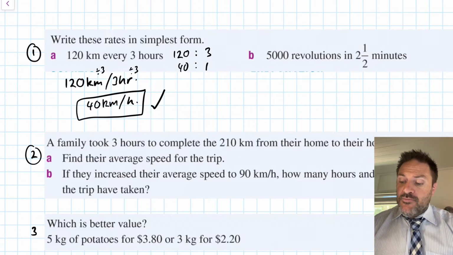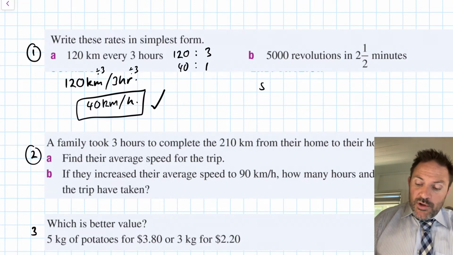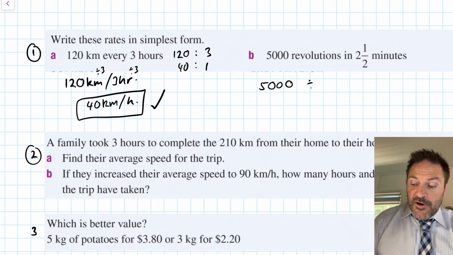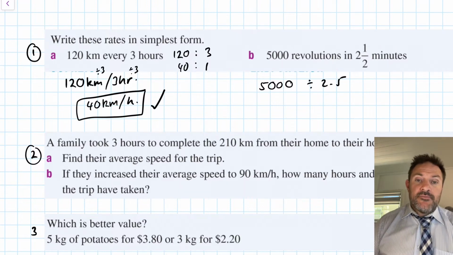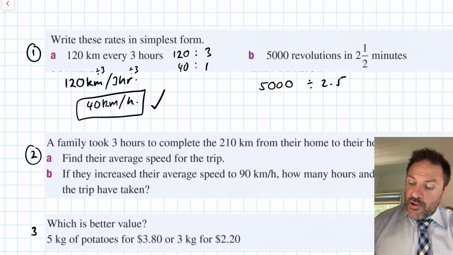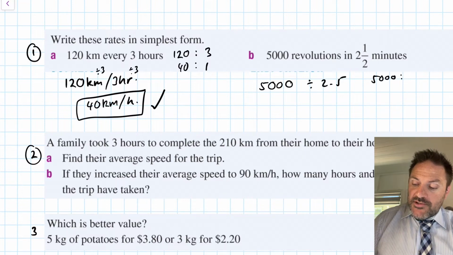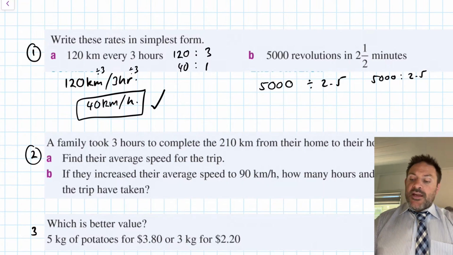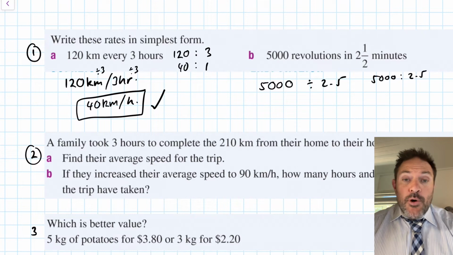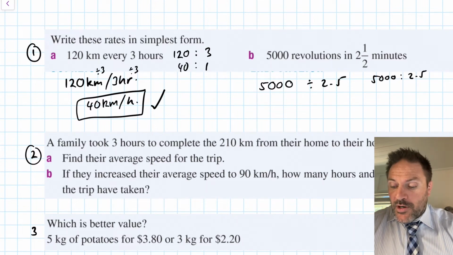Likewise, 5,000 revolutions in 2.5 minutes. Well, if I want per 1 minute, let's just do 5,000 divided by 2.5. Not that hard, right? Likewise, you can do 5,000 to 2.5. Put it in your calculator and get it into a per 1. It works out pretty well.